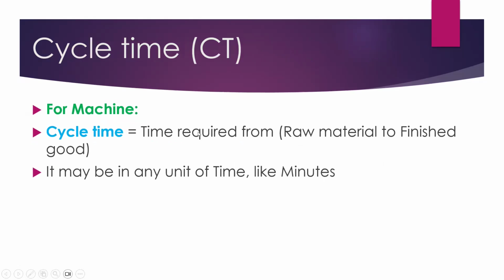Similarly, in the case of machines, we have cycle time. It is the time required from raw material to finished good. It may be in any unit of time, like minutes, hours, or days. Usually it is in minutes, maybe in hours.